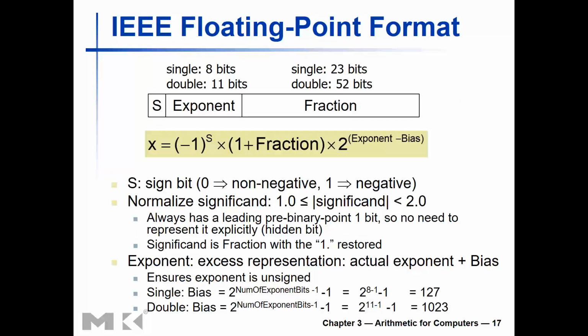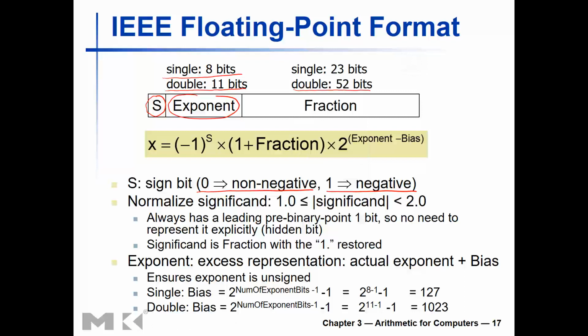Basically, how do we save this format in memory? The most significant bit, S, indicates the sign. If S is 0, the number is positive. If S is 1, the number is negative. Then I have the exponent part, which in the case of single precision is 8 bits. In the case of double precision, it is 11 bits. Then I have the fraction, which in the case of single precision is 23 bits, and in the case of double precision 52 bits.